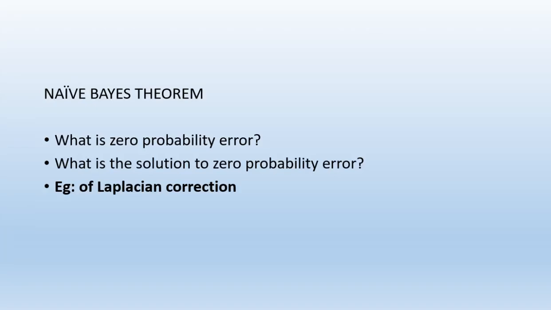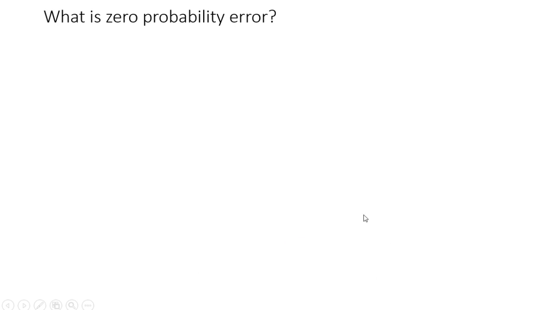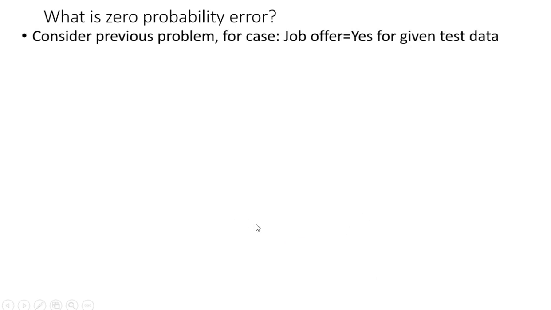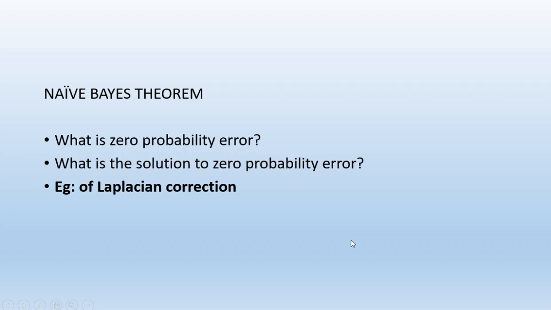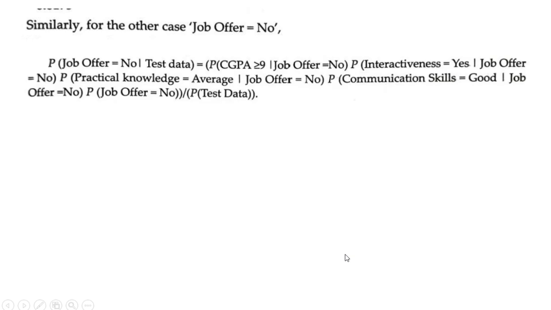In this session, let's discuss a problem called a zero probability error and what the solution to this is. Last class, please refer to it, we discussed a problem on Naive Bayes theorem and saw a problem on that. With regard to that, there can be a problem which is called a zero probability problem. So what is that? Let's go back.